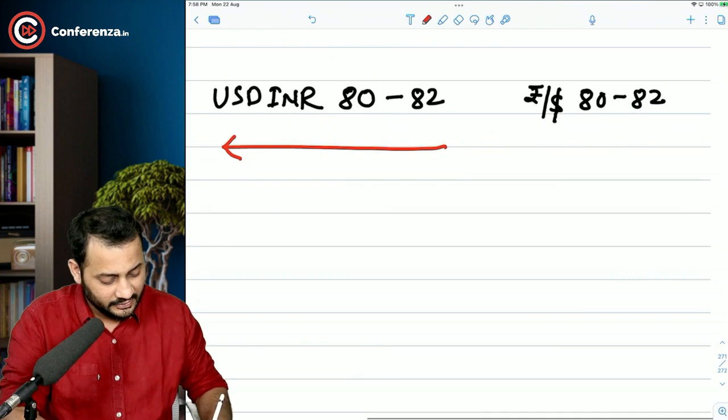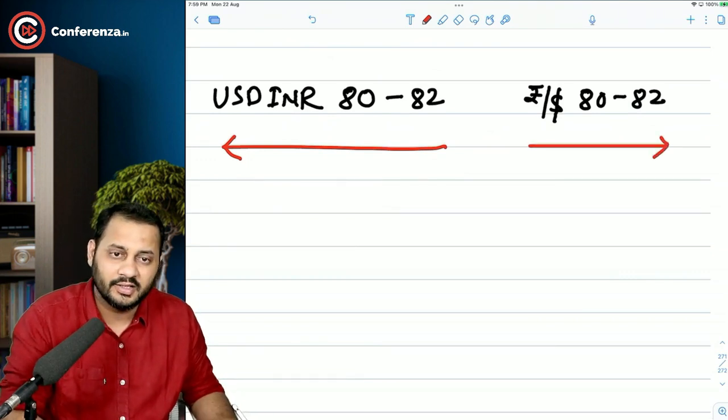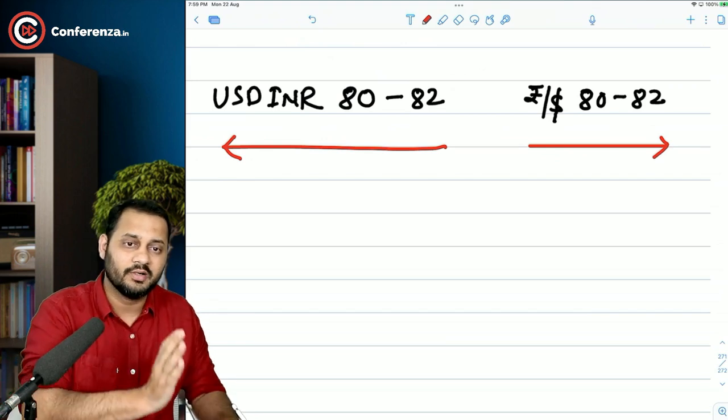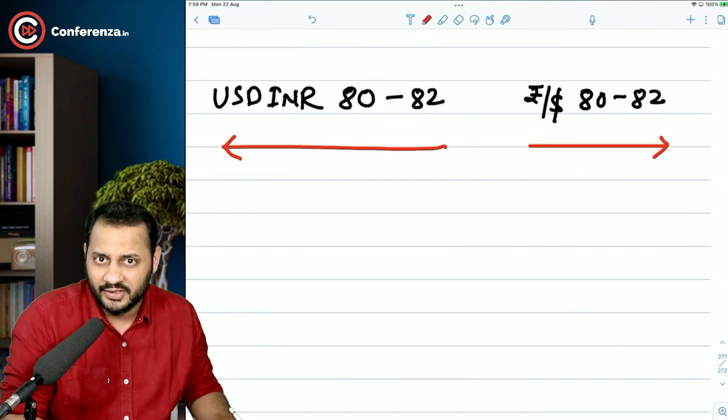But what happens when it is given in terms of symbol? We read it like this. Locally in India, we do it like this: rupees per dollar 80, 82. So this is how you have to read it first.